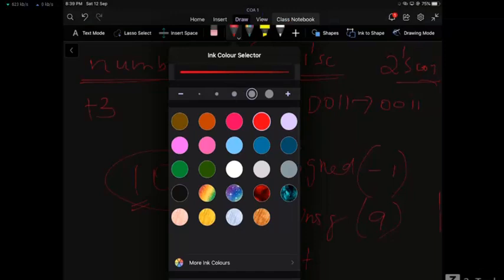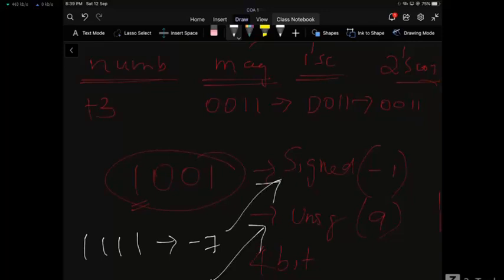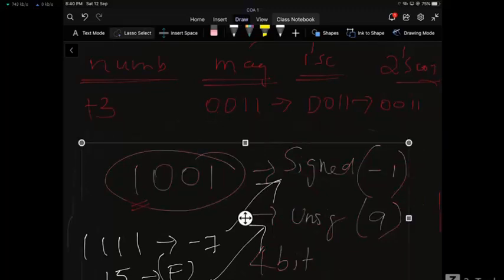So try to analyze how it is easily done. For one more example, if my numbers are all ones, I will just treat it as minus 7 if it is signed. If it is unsigned, this will be 15, that is in hexadecimal what we say is F. So if this is understood, the rest of the concepts will be easy to grasp.